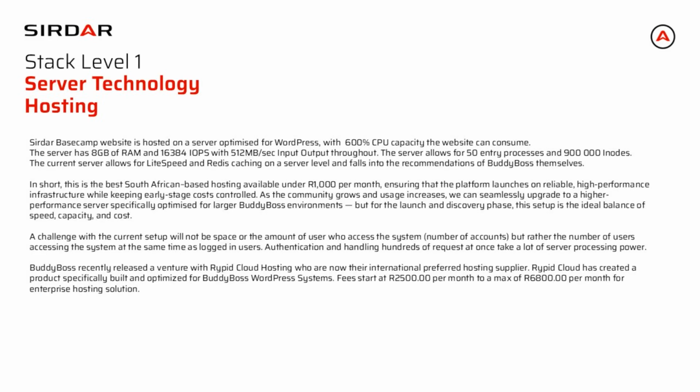The first layer in the stack, the red section, represents Basecamp's hosting environment. This is the foundation everything else runs on. Basecamp is currently hosted on a high-performance WordPress-optimized server that gives us far more power and stability than normal shared hosting. In simple terms, it has more than enough processing capacity, memory, and speed to handle the platform during the launch phase and early growth period.